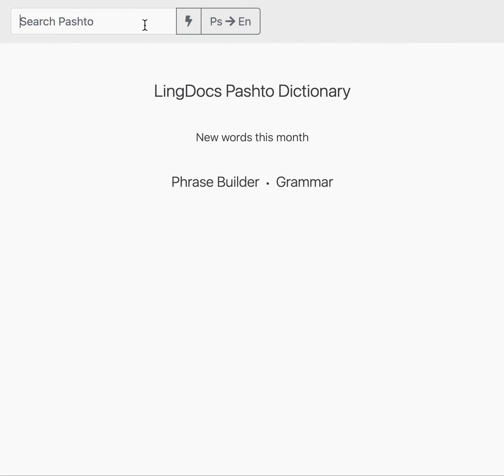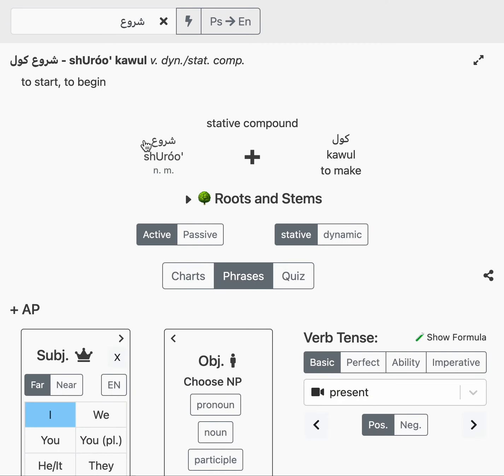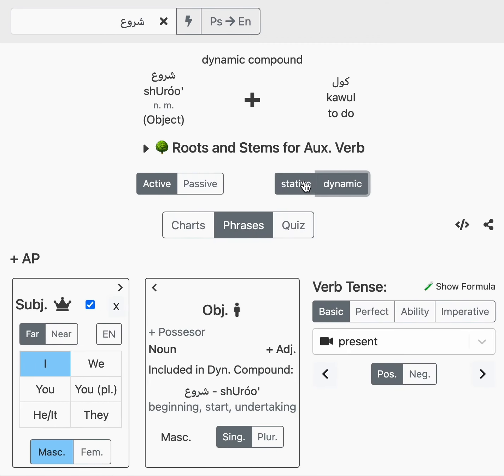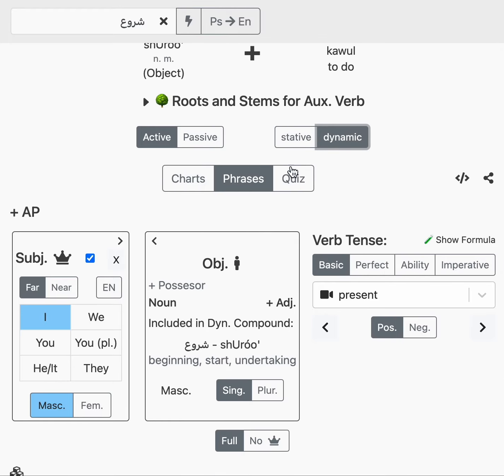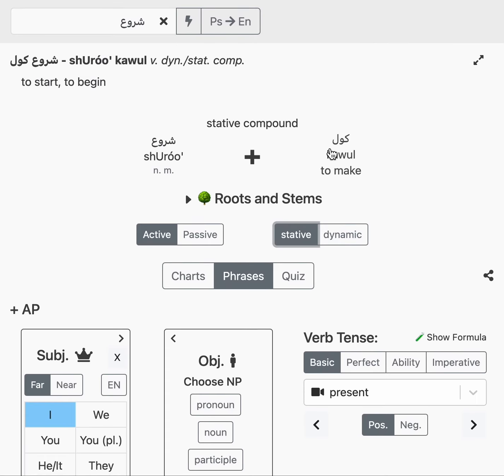And another thing to watch out for is that some of these verbs can be either stative, which we'll see in the next video, or dynamic. So a verb like shuru kawal, to start, this could be either stative or dynamic, and so the whole way it behaves will totally change, because stative compounds are a totally different thing. They're a little bit more complicated, and we'll get into that in the next video.